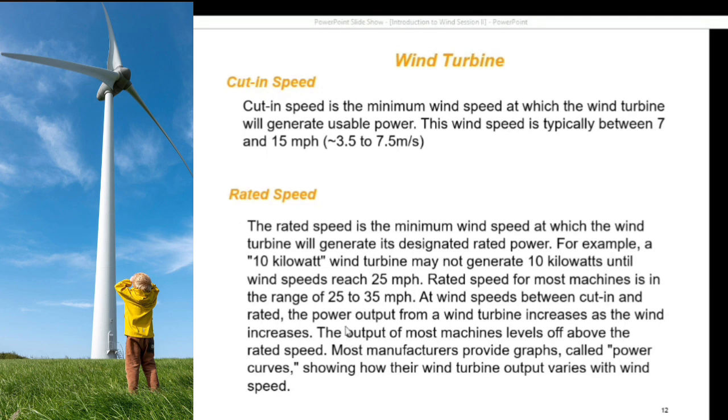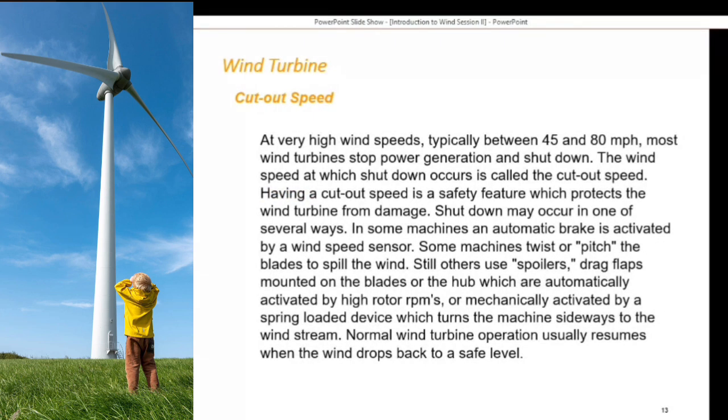So those various values of production are what make the power curve of a wind turbine. And cut-out is now when the wind is at its maximum, and we have seen it is above 22.5, at a very high wind speed. Most wind turbines stop power generation and shut down. The wind speed at which shutdown occurs is called the cut-out speed.